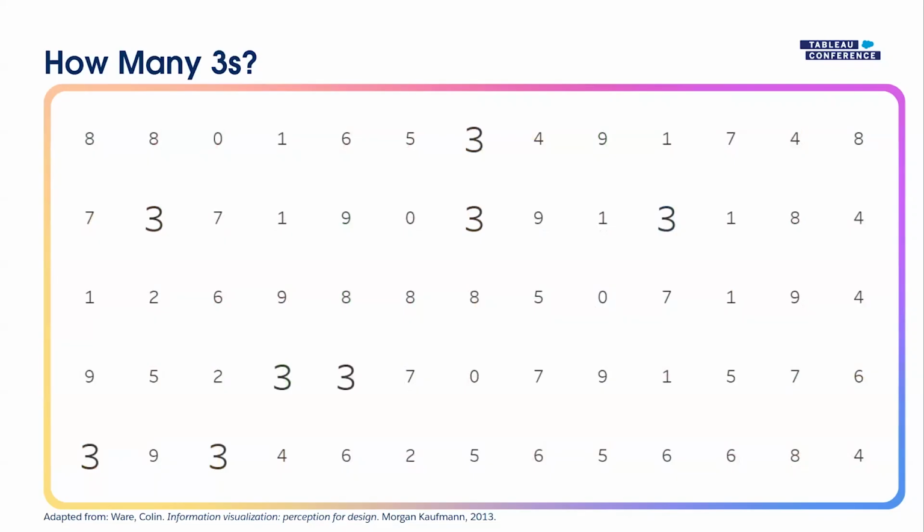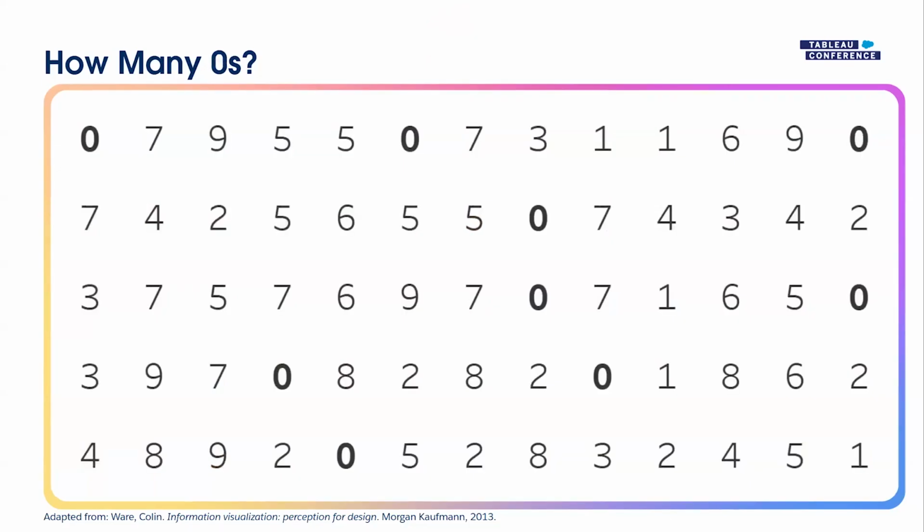Yep, I got some quick 8s. And here the data point that we're looking for is bigger than all the others. So increasing the relative size of something can make it easier to see. In other words, size matters. So how many 0s here?